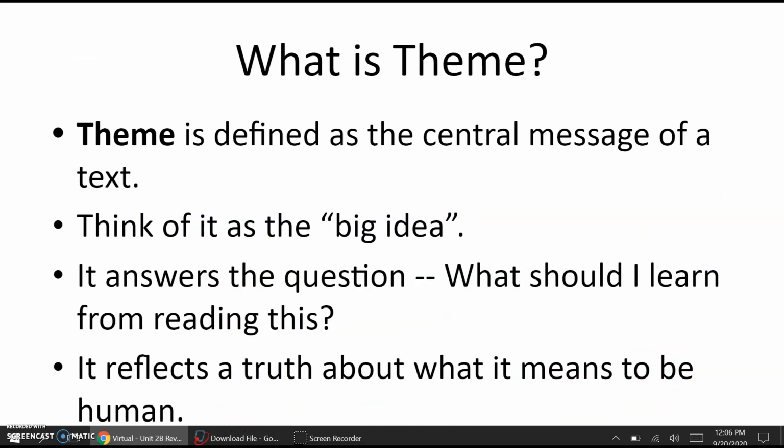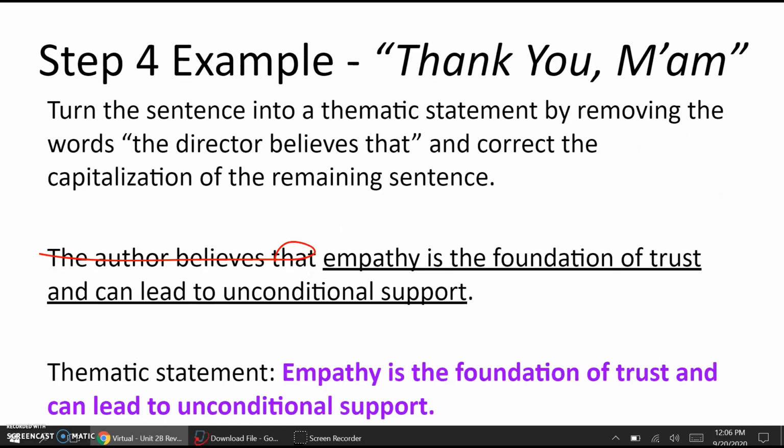We also looked at theme. We looked at how theme is constructed largely through text structures, and that theme is the central message of a text. It's the big idea. It's what the author believes about what it means to be human. And we looked at different examples of themes in different movies and texts that we had read. This is an example of a thematic statement from Thank You, Ma'am. Empathy is the foundation of trust and can lead to unconditional support. So there's an example of a thematic statement.